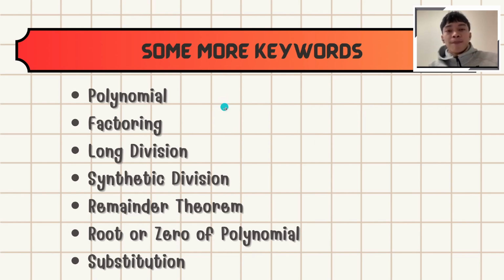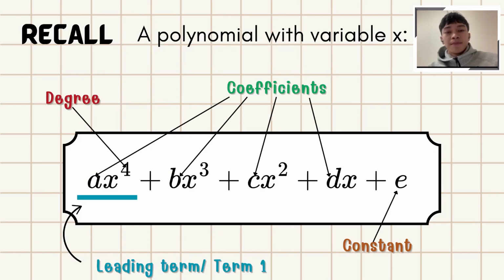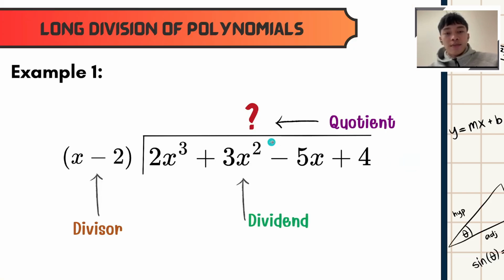Some more keywords: polynomial, factoring, long division, synthetic division, remainder theorem, root or zero of a polynomial, and substitution. So let's recall a little bit of past studies. The degrees are the exponents, and the coefficients are A, B, C, D. The leading term is the term with the highest exponent, the highest degree, and then the constant is E.